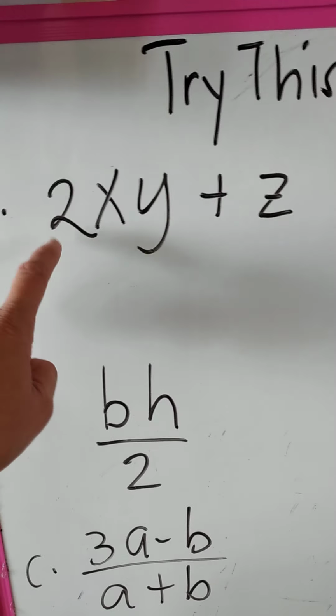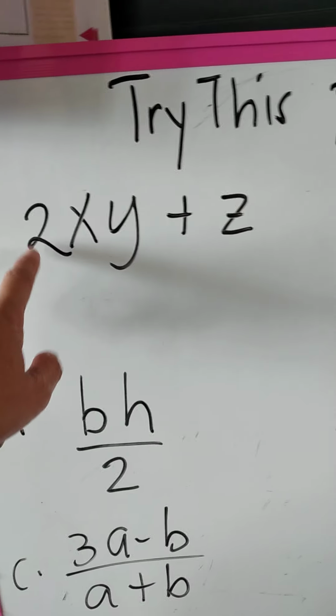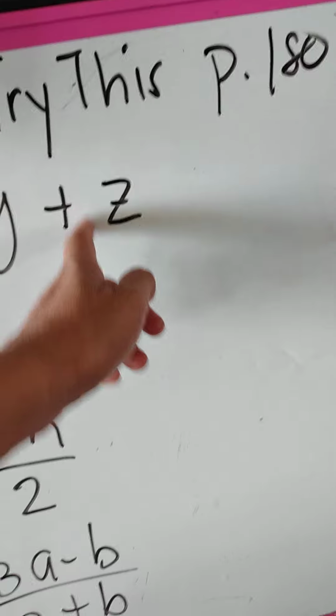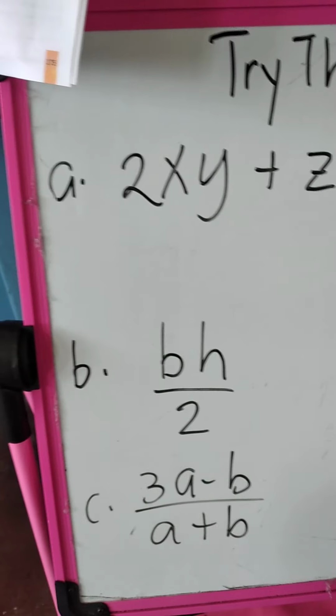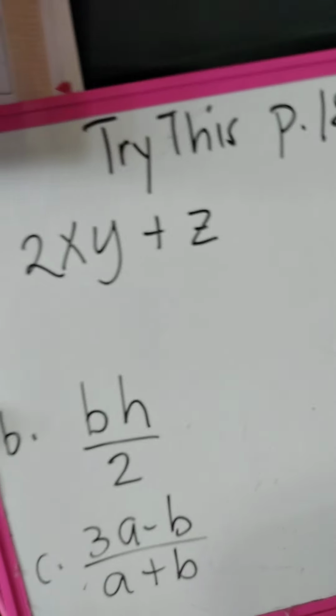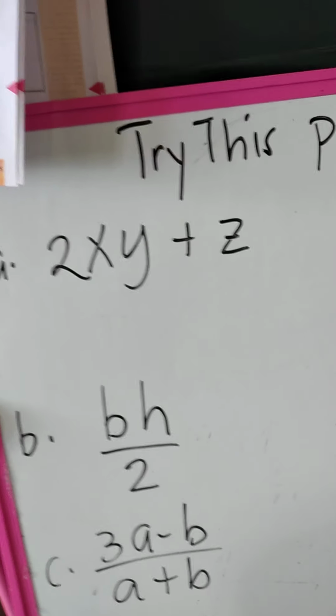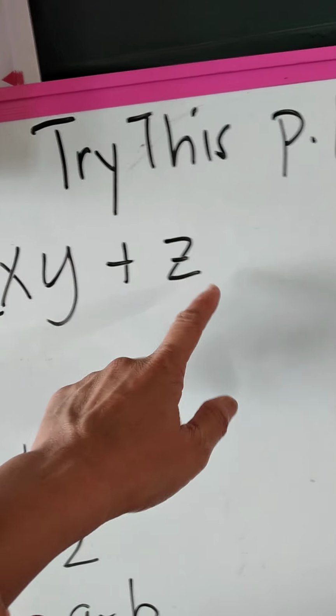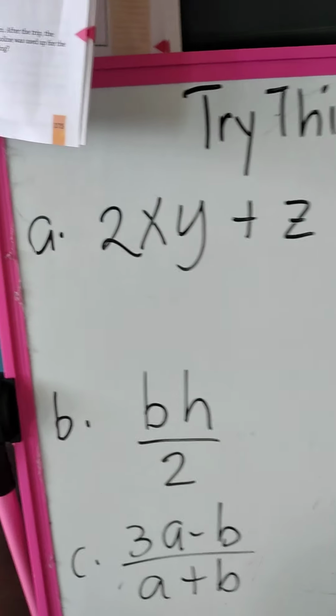So, what are now your constants? Your constants are 2 for 2xy, that's your numerical coefficient, so it's also called a constant here. And there is 1 here. So, 2 and 1. If you don't see a number beside the letter, that means there is 1. You don't say 1z, you just call it z. It's understood that there's 1.